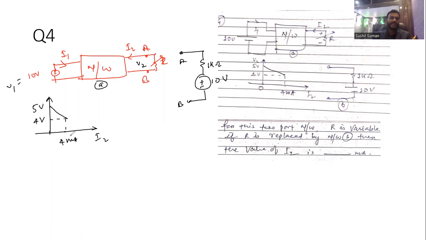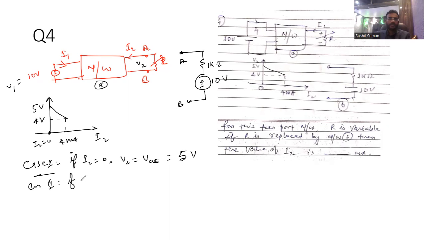My dear students, at 4 milliampere, this is your decaying slope. When I2 equals 0, what is the potential? 5 volt. So case 1: if I2 equals 0, then V2 becomes VOC, the open circuit potential, and VOC is 5 volt. Case 2.